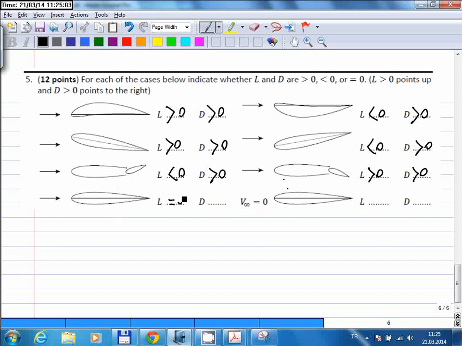Lift should be 0, drag should be positive. And in this last case, there is no flow. And in this case, there should be no net aerodynamic force, right? They should both be 0.